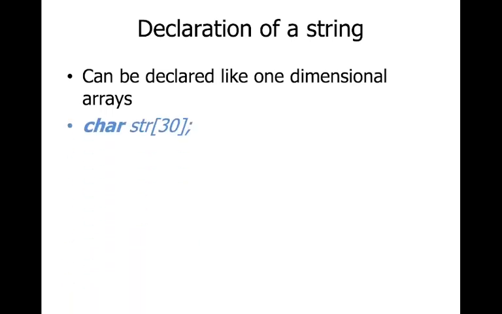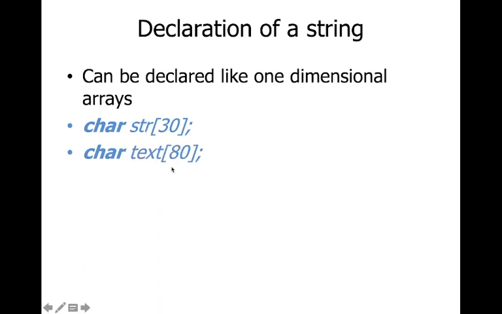For example, if you want to declare a string str, it can be declared like this: char str of 30. This means str can hold 29 characters, and the last, 30th character will be a \0. Up to 29 characters it can hold. This is similar to the declaration of an array, or like this: char text of 80.